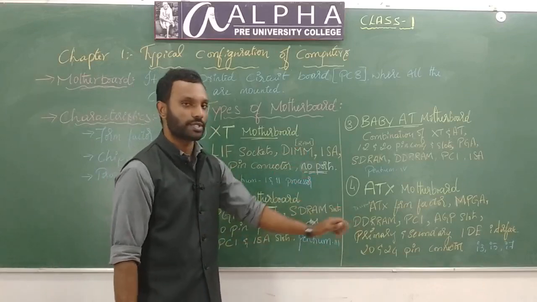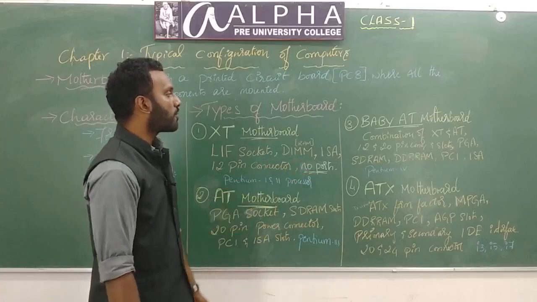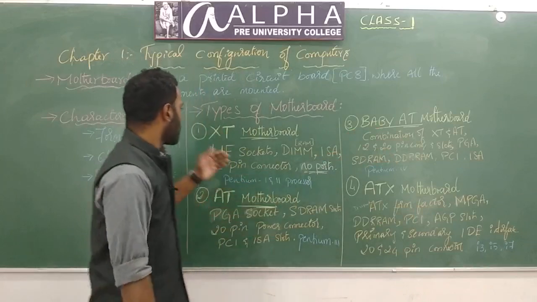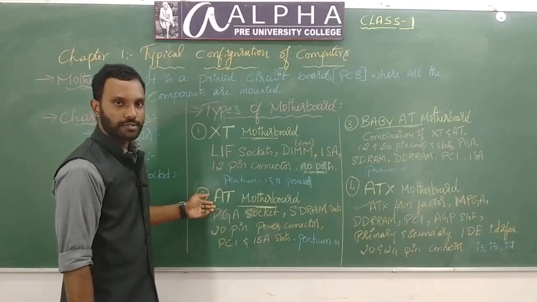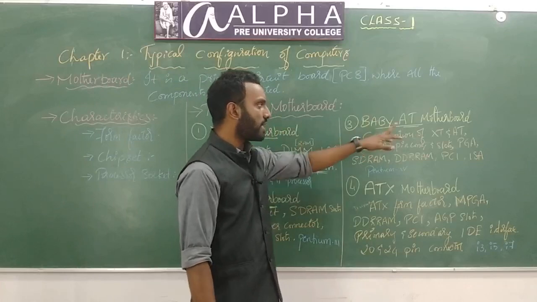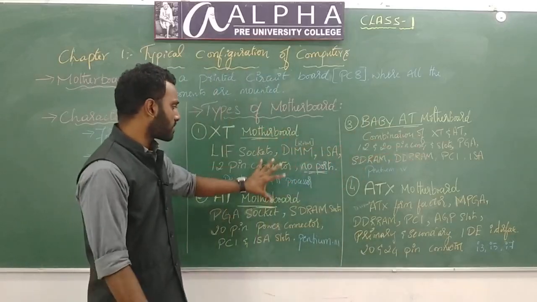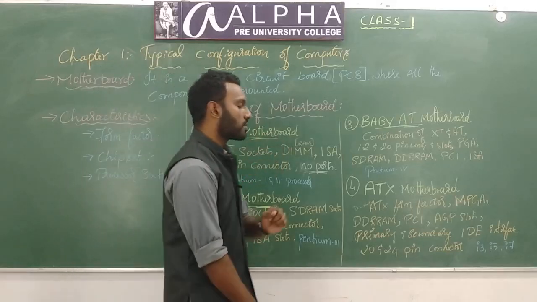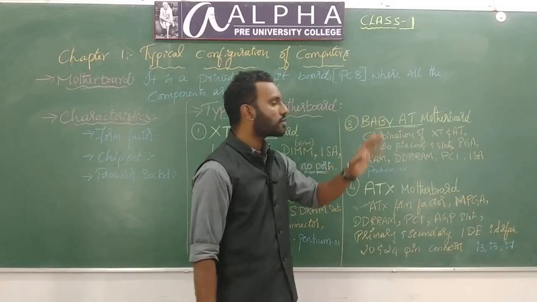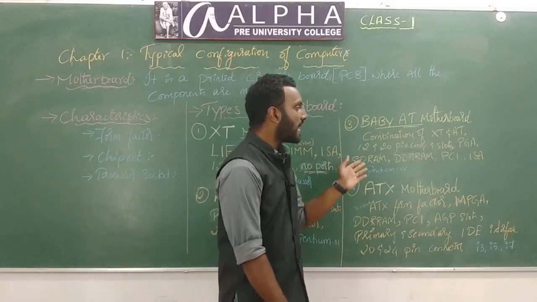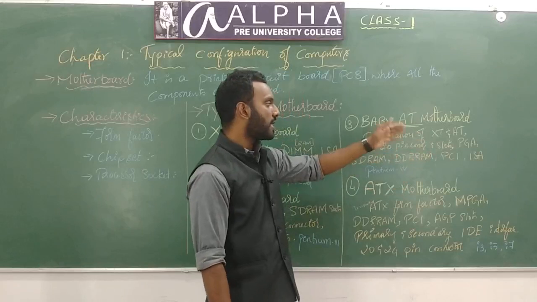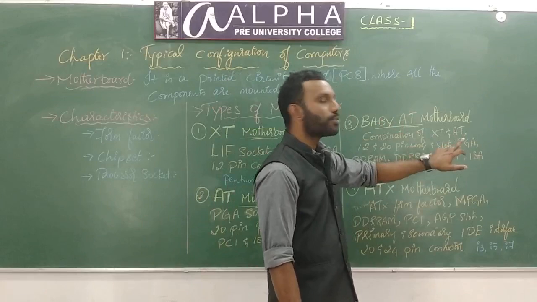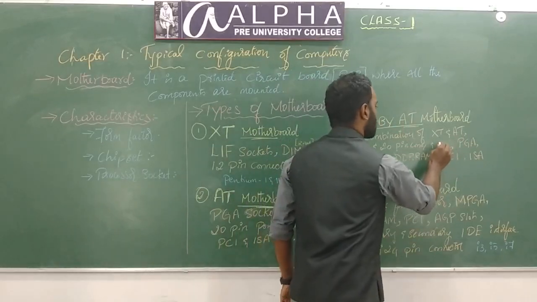Pentium 3 processor. And coming to the third type of motherboard, baby AT motherboards. Baby AT motherboards are a combination of XT and AT motherboards. This motherboard had common features from XT and AT, and also some additional components. It had 12 and 20 pin power connectors, and slots and ports. It had ports, it's not slots, it's ports.